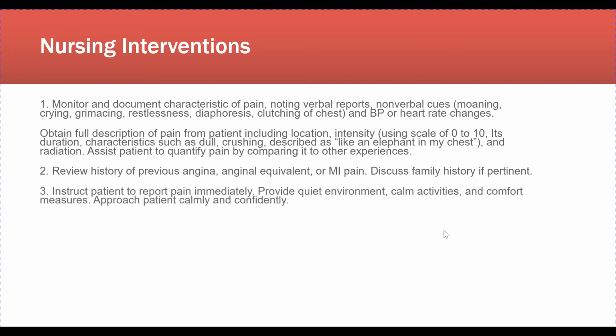Number 3. Instruct the patient to report pain immediately. Provide a quiet environment, calm activities, and comfort measures. Approach the patient calmly and confidently. Rationale: it decreases external stimuli, which may aggravate anxiety and cardiac strain, limit coping abilities and adjustment to the current situation.